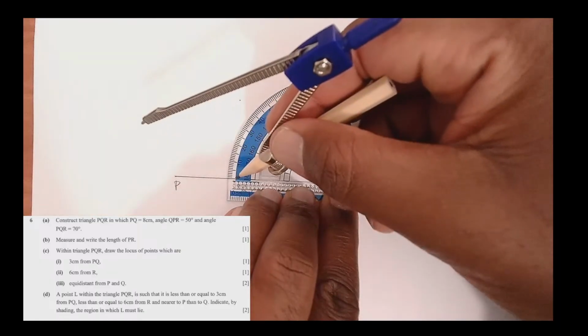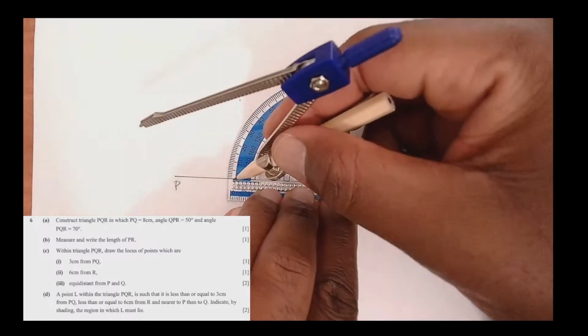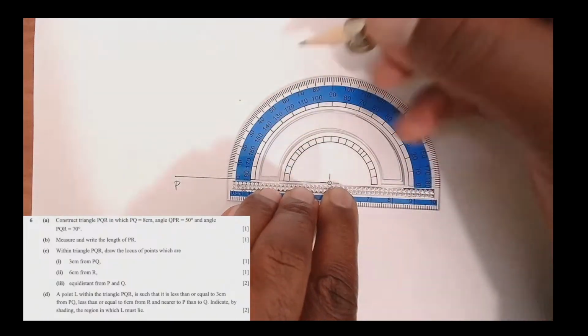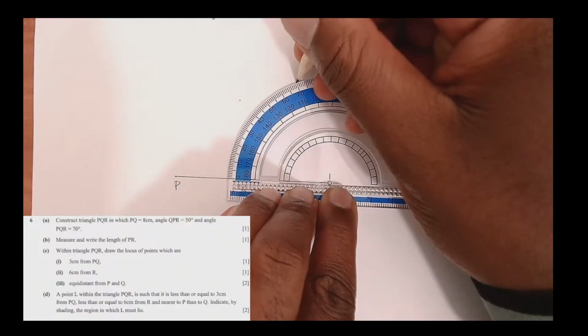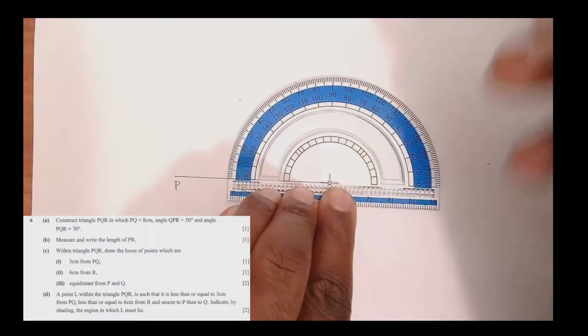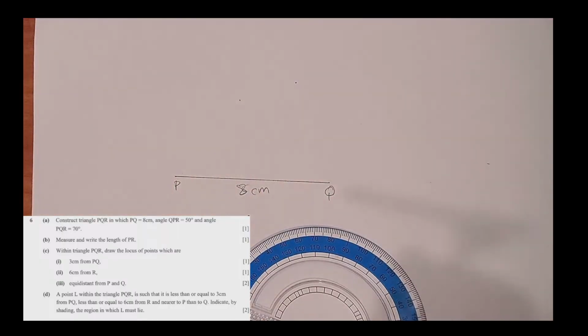Then we measure 70 degrees. So the measurement is on the outer side, right? So this is 0 and this is 70, like that. All right, guys, so this is the only information that I have.